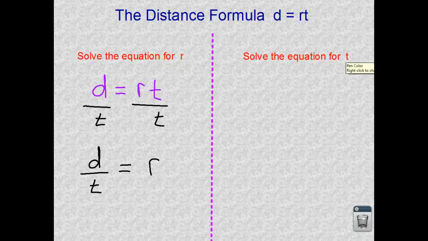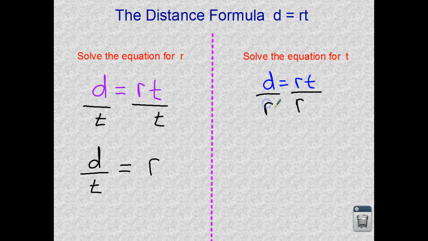Over here on the right, it looks like they want us to solve the equation for T. So we start with the same equation. T is the quantity of interest. So in order to get rid of the R, again, we divide both sides. So the time that it takes will be equal to whatever the distance given divided by the rate of speed that is also given. That will tell you the time that it will take, T.